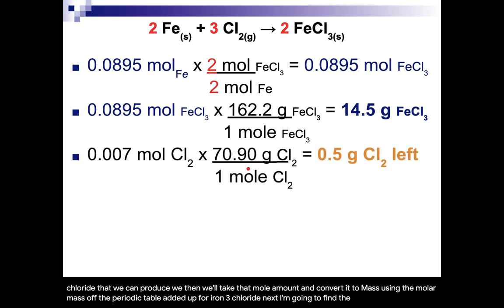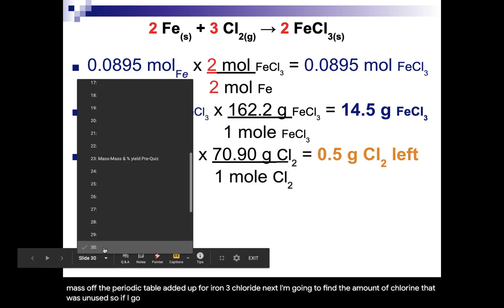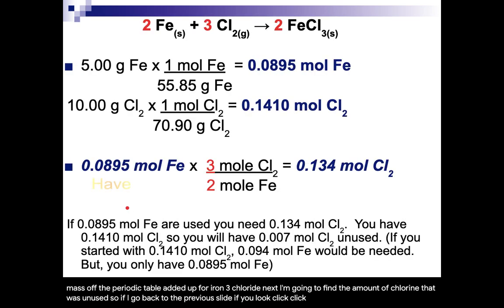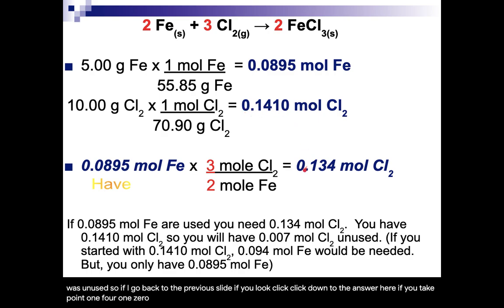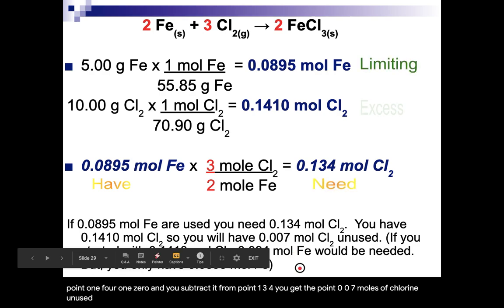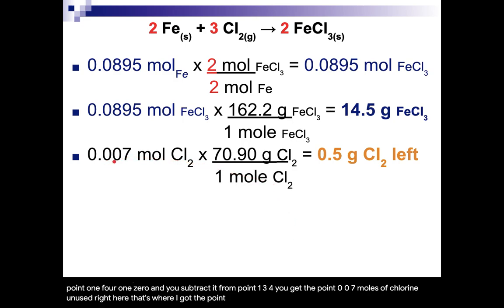Next, I'm going to find the amount of chlorine that was unused. If I go back to the previous slide, I'm going to click down to the answer here. If you take 0.1410 and subtract 0.134, you get 0.007 moles of chlorine unused. So right here, that's where I got the 0.007 moles of chlorine, and then I converted it into the mass of chlorine that was left over.